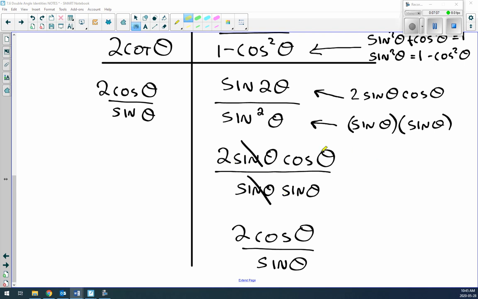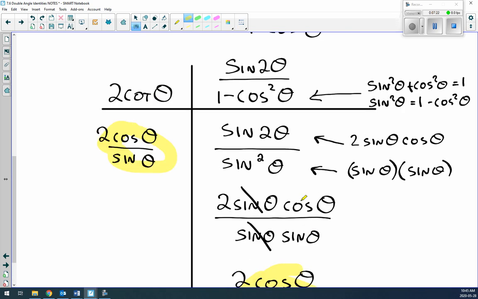Now look, these are all multiplied on the top. These are all multiplied on the bottom here. We can get rid of one of those sine thetas. So we end up with 2 cos theta over sine theta. Yep, there it is. That's what we're looking for. Again, try to work through the harder side and try to simplify it down.